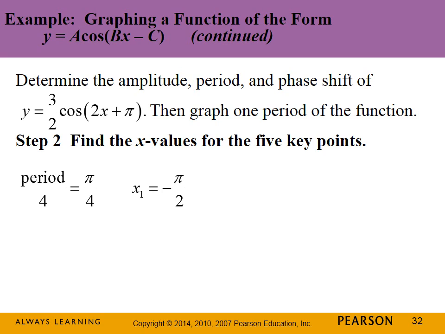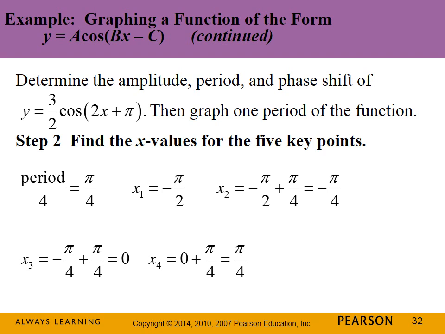-pi over 2 plus pi over 4 is -pi over 4. So you would need a common denominator 4 to do that. If you add pi over 4 again, you get 0. Add pi over 4 again, you get pi over 4. And add it one more time, you get pi over 2. So we're going to put in x values from -pi over 2 to pi over 2, going in increments of pi over 4.